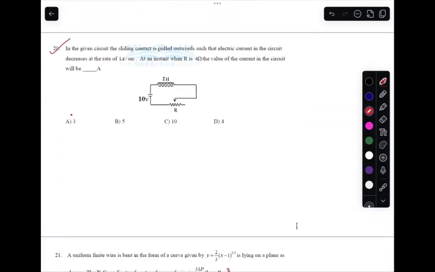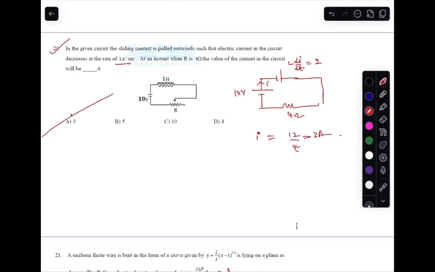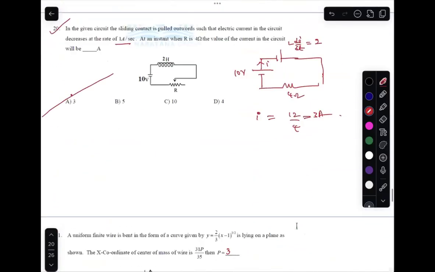In the given circuit, the sliding contact is pulled outwards such that the electric current in the circuit decreases at the rate of 1 A/s. Which means you can take this as the inductor will behave like L di by dt, and some resistance. Already this is 10 volts. L di by dt means 2 into 1, 2 volt. At that instant, resistance is 4 ohms. So what is going to be the current? Current is 12 by 4, 3 amps. Right. Hold on.